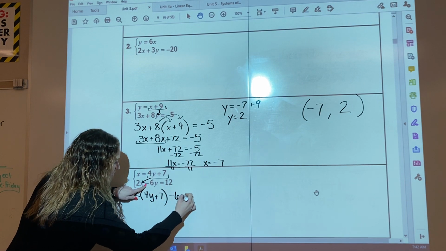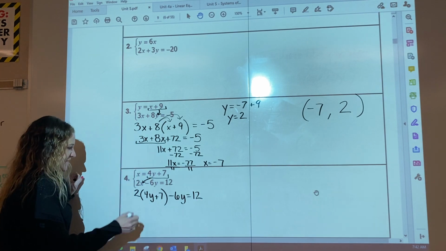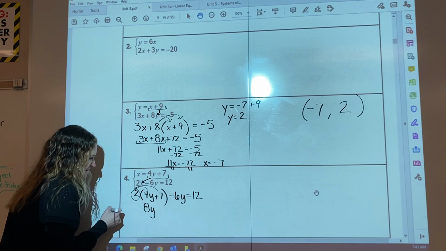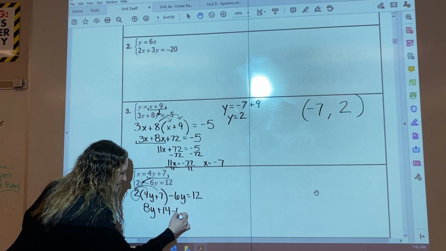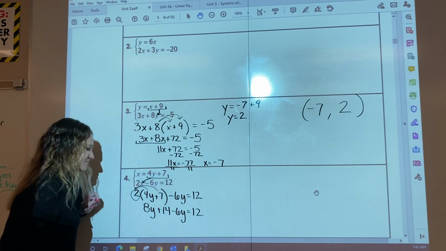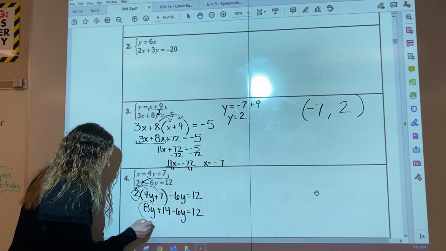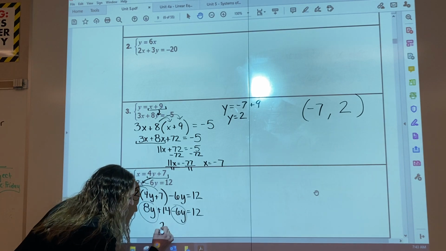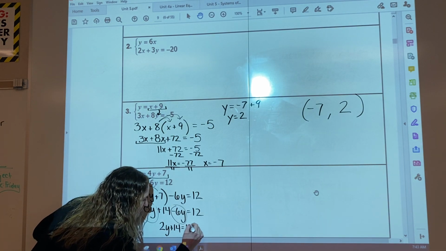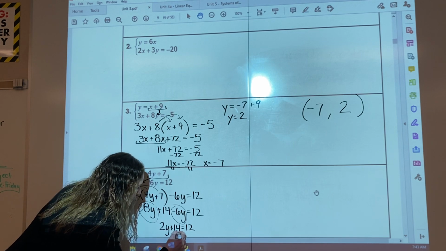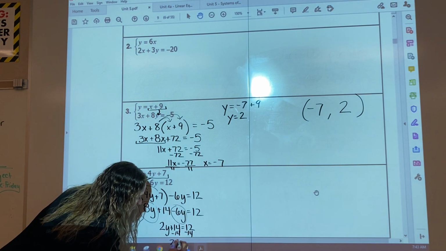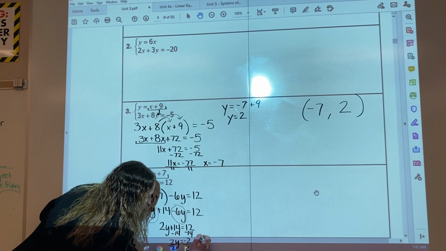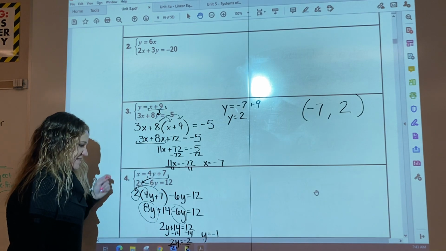So I have -6y equals 12. Now we can distribute. 2 times 4y is going to give me 8y. 2 times 7 is going to give me 14. Bring down everything else. I have some like terms here. I have a positive 8y and a -6y. If I combine the two, I'll have 2y plus 14 equals 12. Got to get rid of that 14. I'm going to subtract 14 on both sides, leaving me 2y equals -2. And then if I divide by 2, y is going to equal -1.